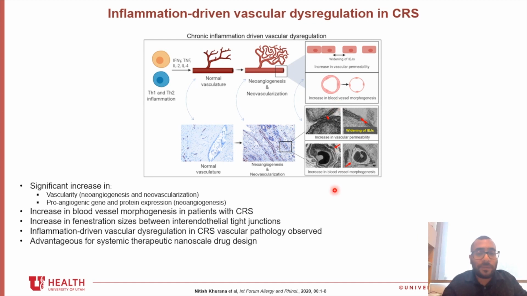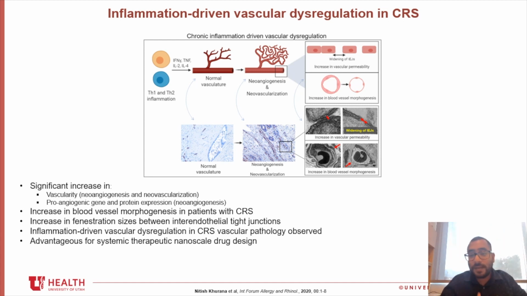Now, when we put all of these effects together, we call this inflammation-driven vascular dysregulation in CRS, which means that it is the inflammation which is driving this vascular dysregulation in the patient with CRS. Now, we know that we have these widened fenestrations in the patients with CRS compared to healthy controls. As we remember from the last lecture, people have taken advantage of this for tumors, where they have delivered different nanoparticles to treat the tumors because of the EPR effect.